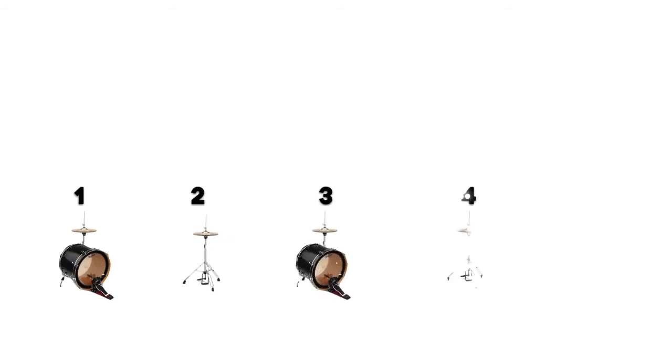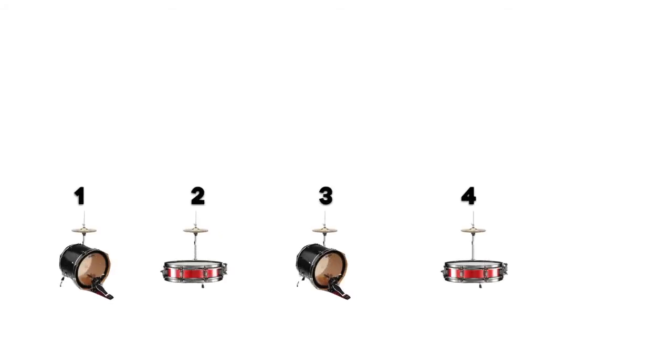In this next example, the hi-hat is still being played on all 4 beats, but on beats number 1 and number 3, the bass drum and the hi-hat go down together. In this next example, the bass drum, the snare and the hi-hat are played, but on beats number 1 and number 3, the hi-hat and the bass drum go down together, and on beats number 2 and number 4, the snare drum and the hi-hat play together.